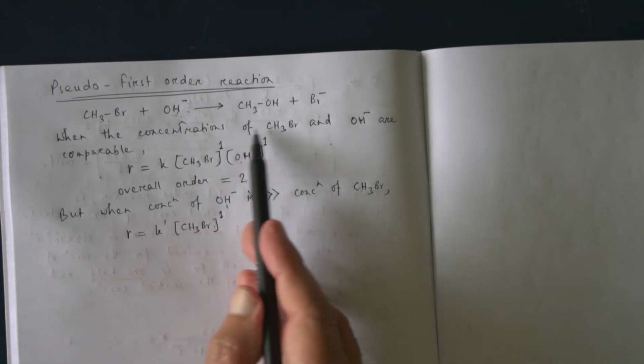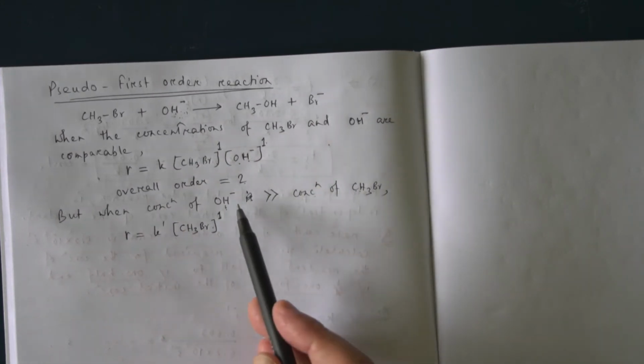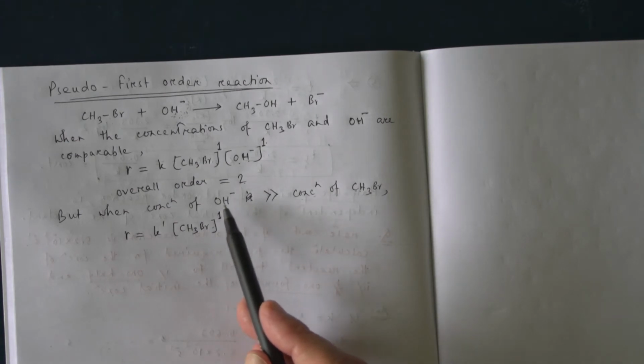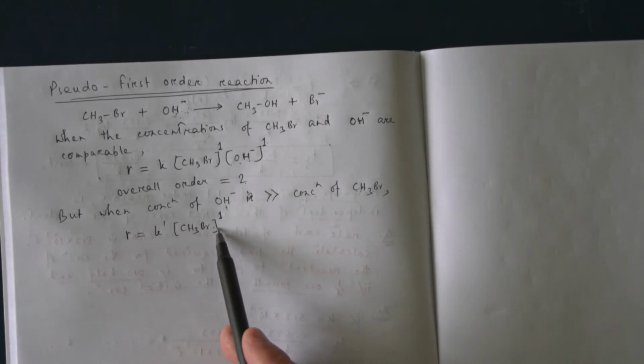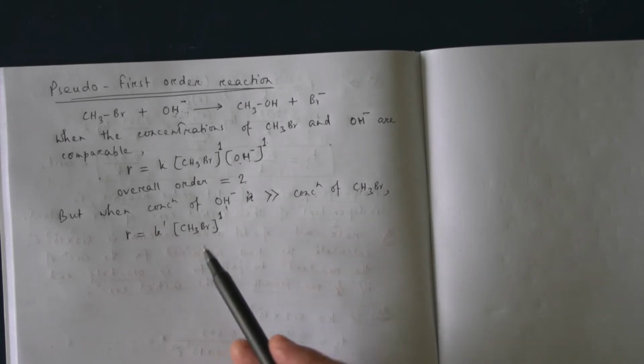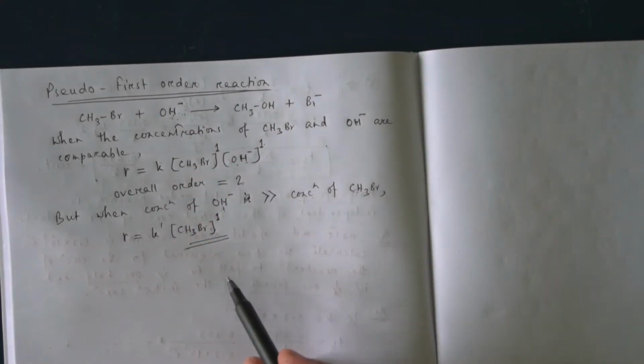When concentrations are almost the same, it is a second order reaction. When concentration of one of the reactants is much higher, then the reaction becomes a first order reaction. So this type of reaction is now called a pseudo first order reaction.